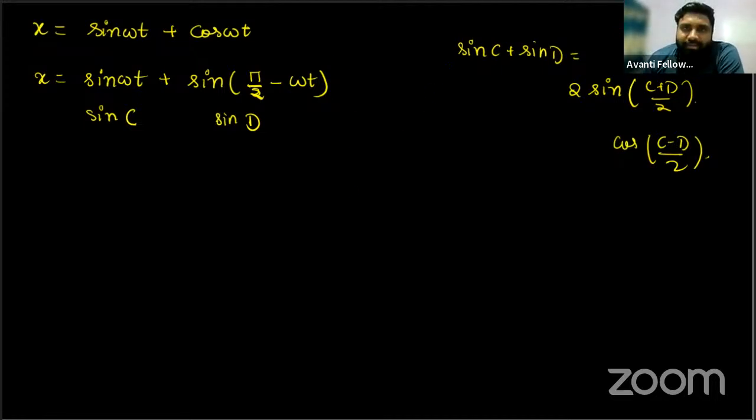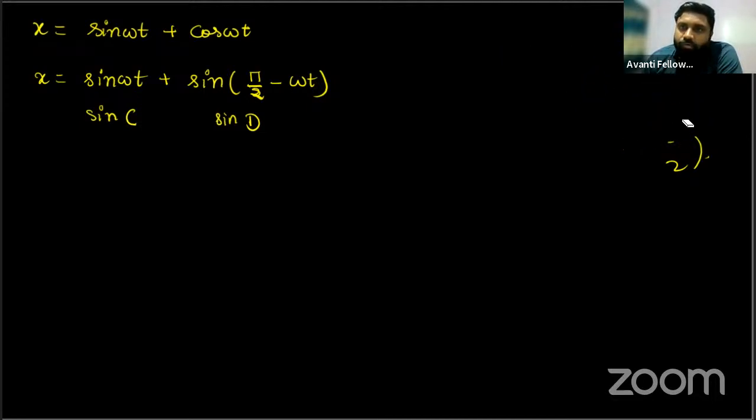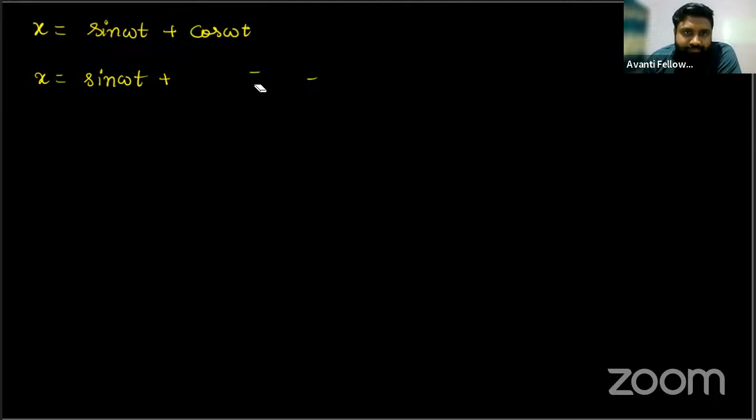Got it? The second way to do that, which I think is far more simple if you do not remember the trigonometric formula, is this. You will write the coefficient which is written in front of sine. If nothing is written, 1 is written here. So 1 sin omega t plus 1 into cos omega t.